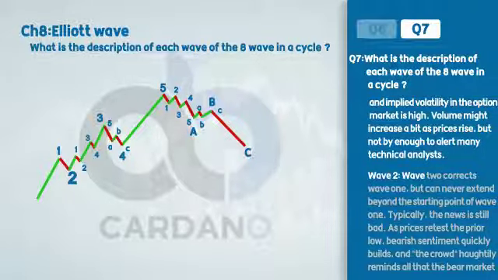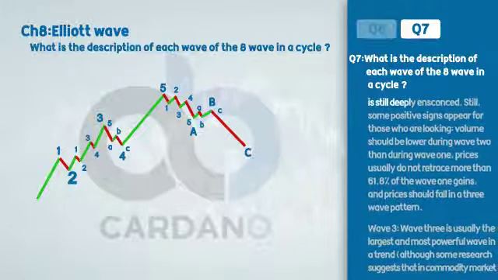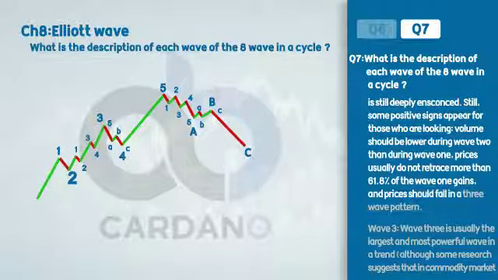Wave 2. Wave 2 corrects Wave 1, but can never extend beyond the starting point of Wave 1. Typically, the news is still bad. As prices retest the prior low, bearish sentiment quickly builds, and the crowd haughtily reminds all that the bear market is still deeply ensconced. Still, some positive signs appear for those who are looking. Volume should be lower during Wave 2 than during Wave 1. Prices usually do not retrace more than 61.8% of the Wave 1 gains, and prices should fall in a 3-wave pattern.